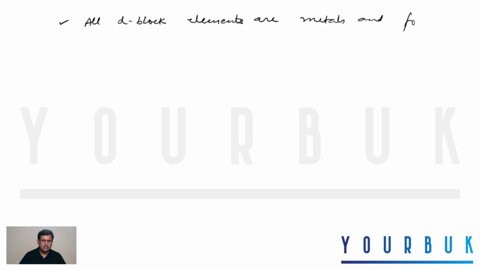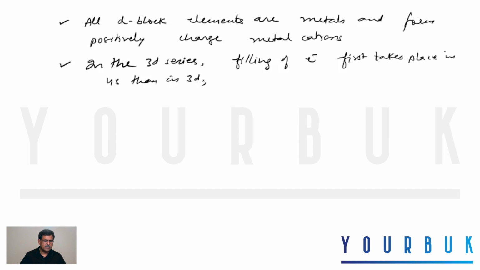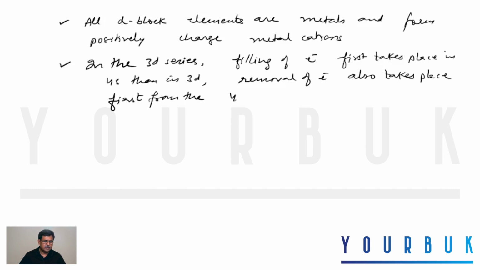All D block elements are metals and form positively charged metal cations. In the 3D series, the filling of electrons first takes place in 4s, then in 3d, and the removal of electrons also takes place first from the 4s and then from the 3d. So filling and removal both take place in the 4s first, then in 3d.